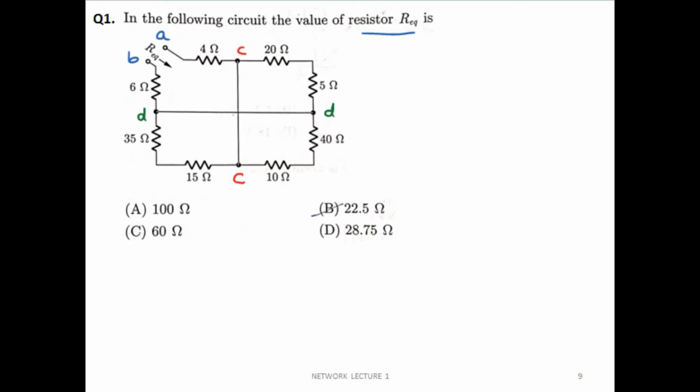Now this 20 ohm and 5 ohm are connected in series because the same current will flow. So they are connected in series, and overall it will be 25 ohm. Similarly this 10 ohm and 40 ohm are connected in series, so it will be 50 ohm, and this 35 and 15 ohm are also connected in series, so it will result in 50 ohm. Okay, so let us combine them. Here we have 4 ohm.